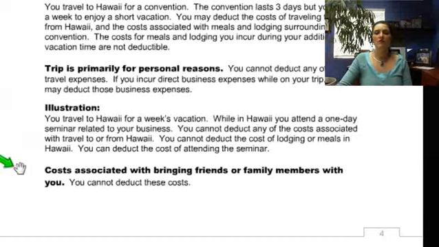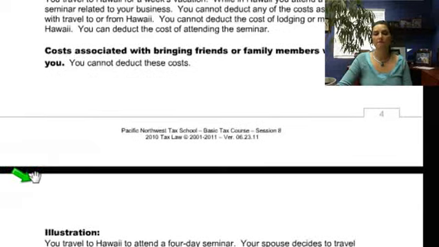Now, what about the costs associated with bringing friends or family members with you? Well, sorry, you're not allowed to deduct any of these costs, and it doesn't really matter what the business purpose is in bringing them. Even if your employer requires that you bring family members with you, it's still not deductible.